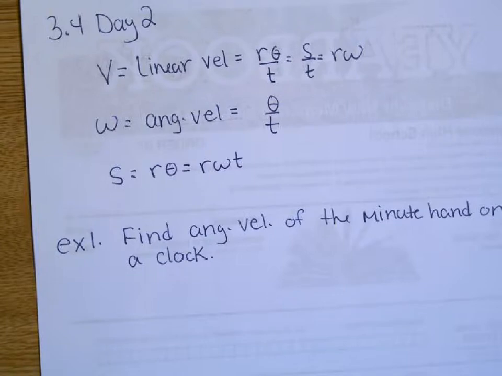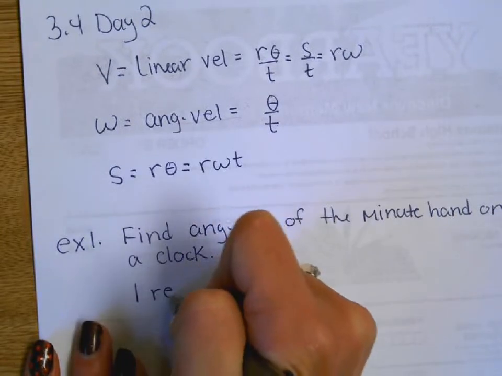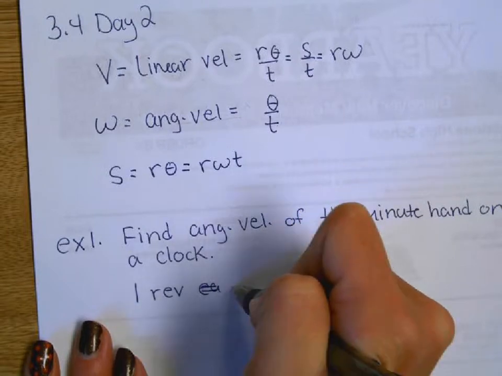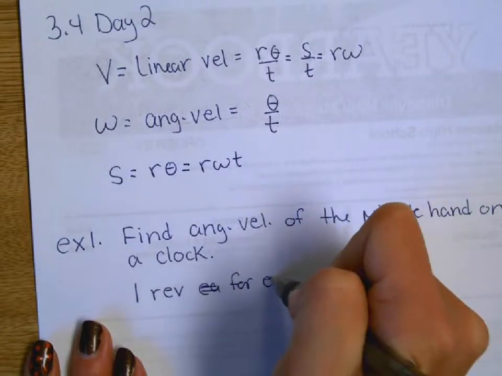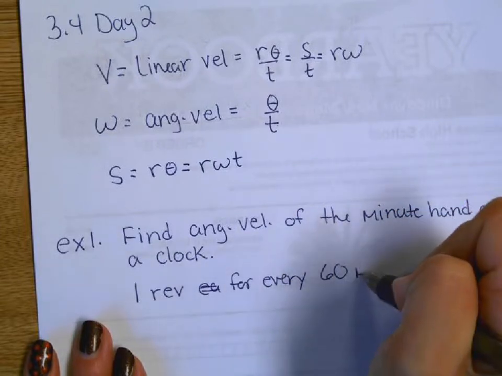Without me telling you what to do, tell me everything you know about that minute hand in terms of its speed. It makes 360 degrees. How long does it take that minute hand to go around the clock? 60 minutes. Okay. So the minute hand will make 1 revolution for every 60 minutes.